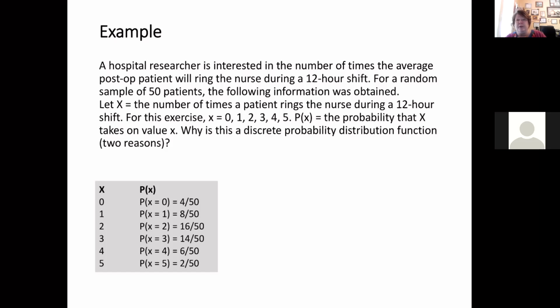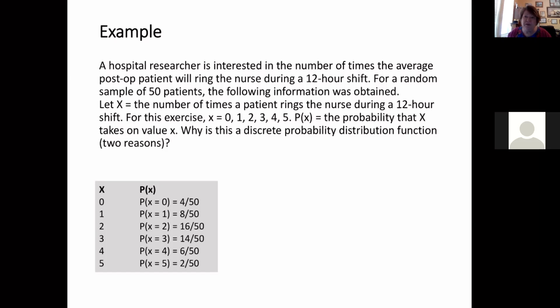For a random sample of 50 patients, the following information was obtained. So our random variable is going to be the description of this experiment. What are you interested in? You're interested in the number of times the patient rings the nurse in a 12-hour shift. So that's our random variable, capital X. Now, what values can this random variable take on? Well, it depends on the outcomes of your experiment.